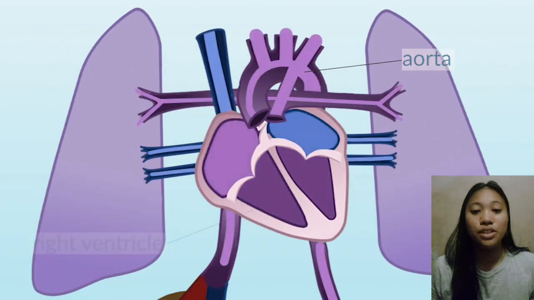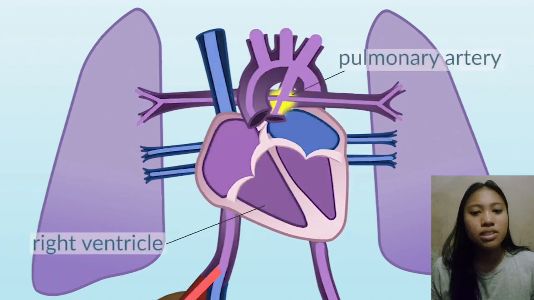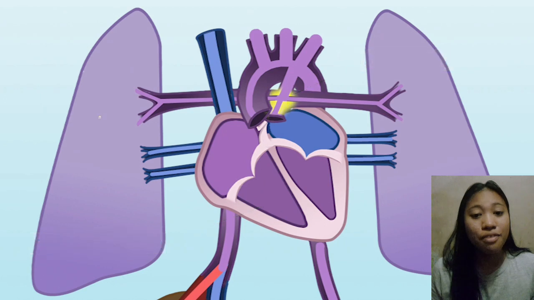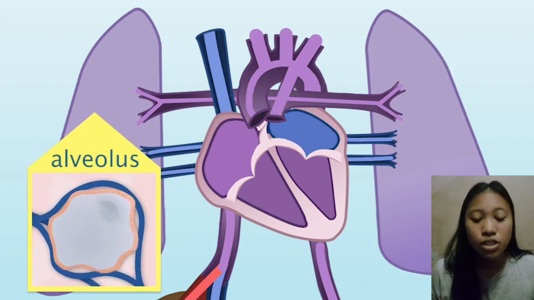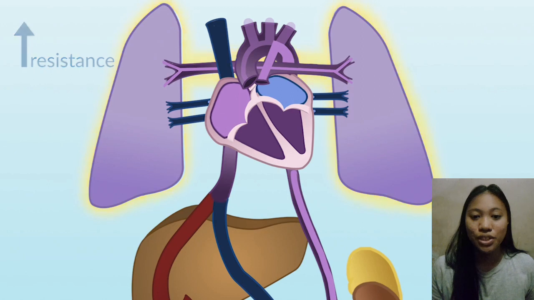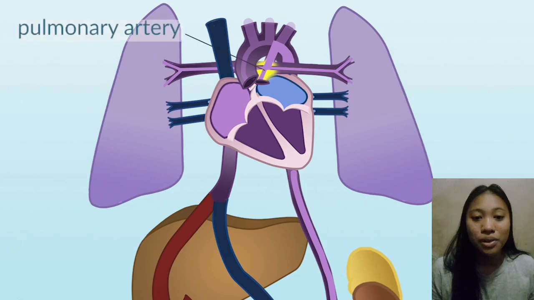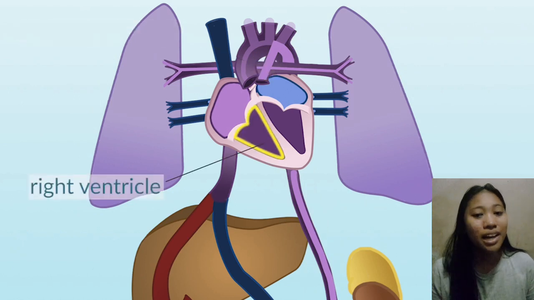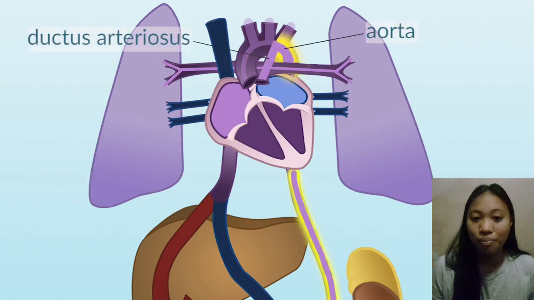Blood that flows into the right ventricle is then pumped into the pulmonary artery. Because the lungs are fluid-filled instead of air-filled, the vessels in the lungs are narrow, creating higher resistance to blood flow into the lungs. Due to this high resistance to blood flow in the pulmonary circulation and the low resistance to blood flow in the systemic circulation, blood pumped into the pulmonary artery by the right ventricle is more likely to flow into the ductus arteriosus and then into the aorta.